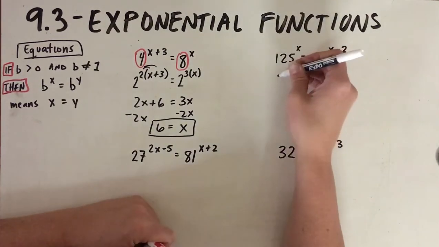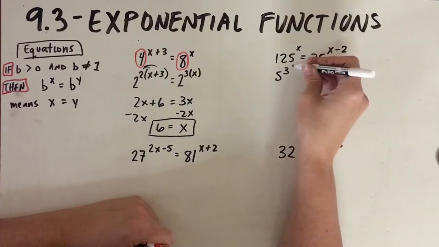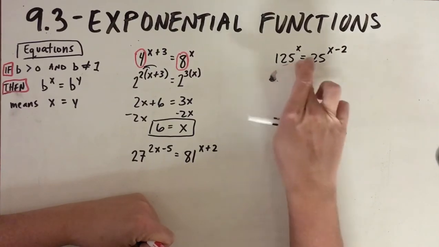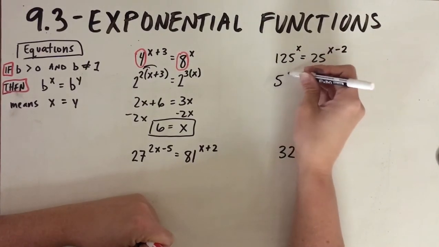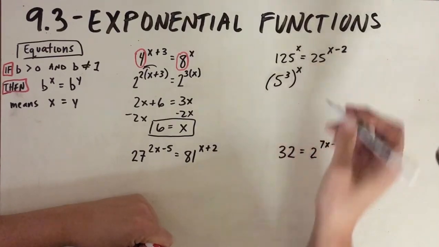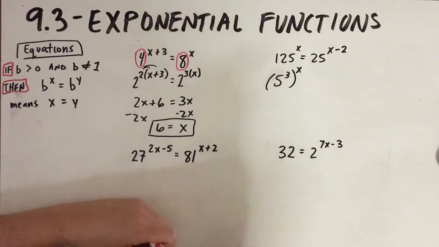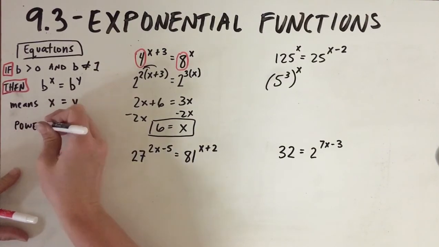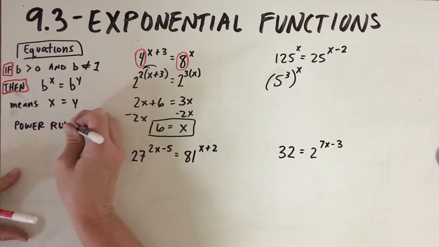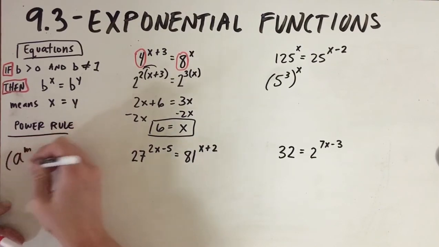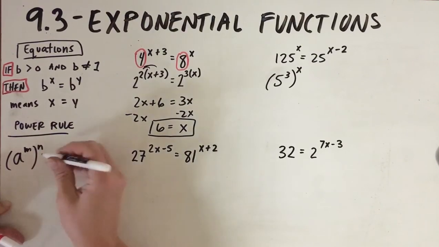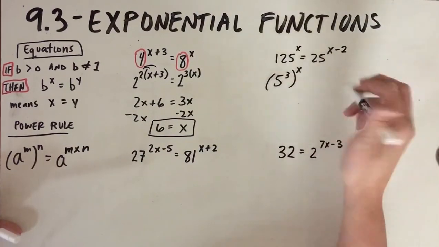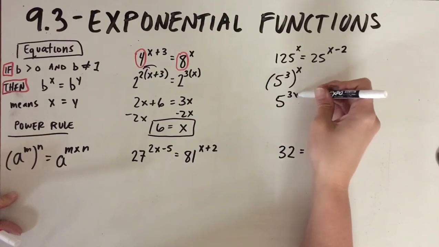So 125 is the same thing as 5 cubed, but it's going to be multiplied by this x. Probably a more accurate way to write this would be to say that 125 is the same thing as 5 cubed, and this is being raised to the x still. That way you can see the rules of exponents. Remember that the power rule of exponents says that if you have a base raised to an exponent, and that is raised to an exponent, then the relationship of these exponents is multiplication.